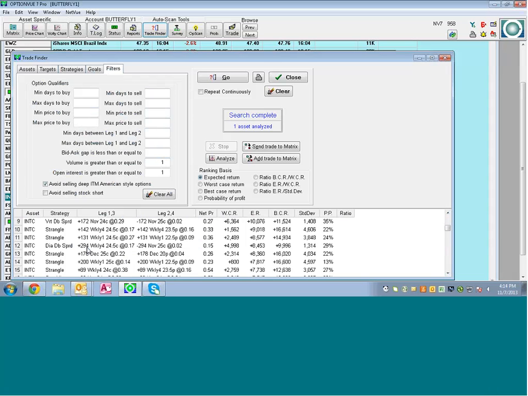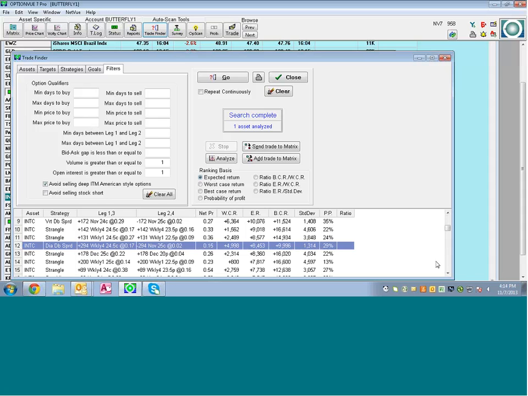Let's take one of these further down and highlight one. This would be a diagonal debit spread where you can afford to buy 294 of the weeklies, because we are including weeklies. We saw those in the matrix. The fourth weekly, the 24 and a half calls at 17 cents, and then selling 295 of the November 25 calls at 2 cents.